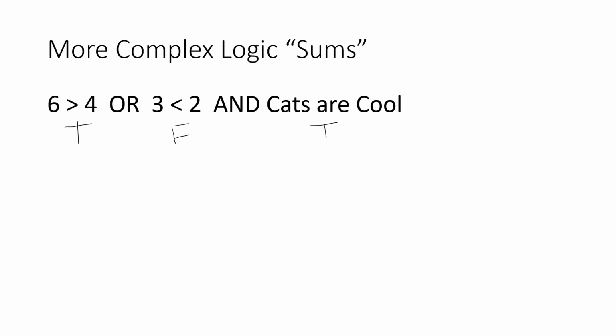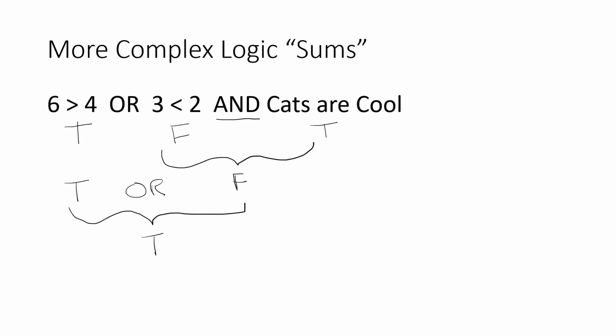So remember that we always must do the and part first. It comes before or. So we've got false and true, which we know is false. And then here we've got the true, which you can bring down, or false. And we know that a true or a false gives us a true. So our final answer here is true.